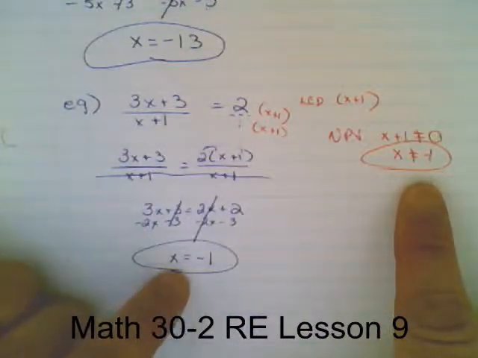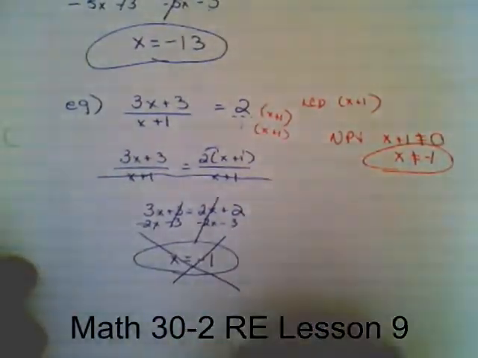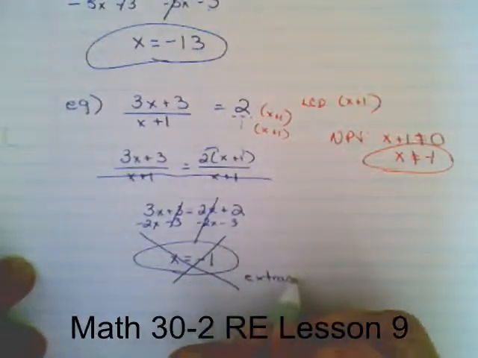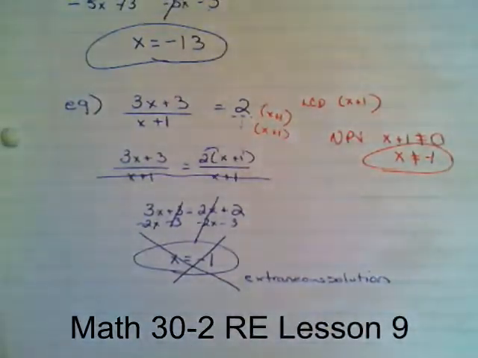Now I check it against my NPVs. Oh goodness. I've got an NPV for this solution. It's not allowed. I must visibly reject it. I usually put a line through it, scratch through it, an X through it. And often, if you're talking to me, I write extraneous solution. I like that term. I want to make sure I use it.